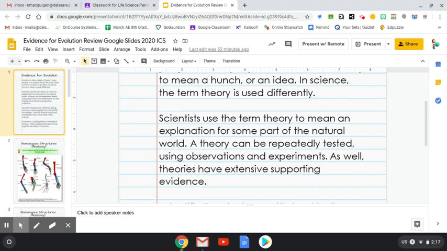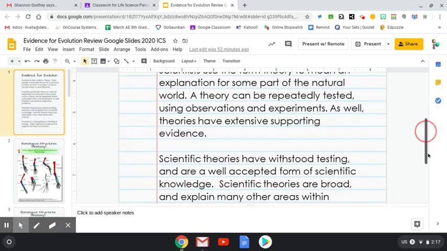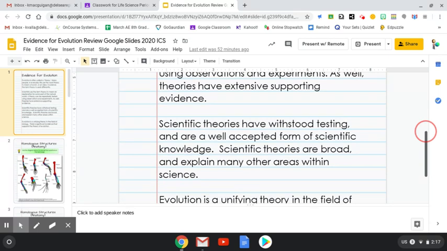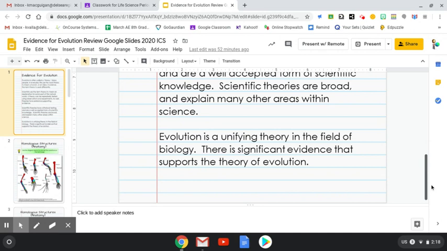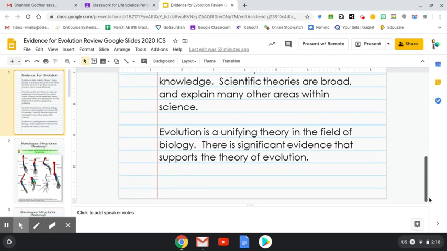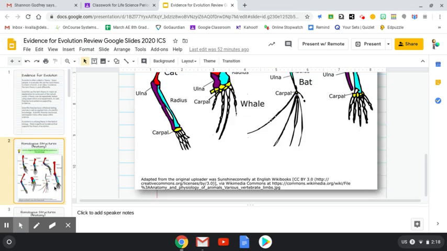A theory can be repeatedly tested using observations and experiments. As well, theories have extensive supporting evidence. Scientific theories have withstood testing and are a well accepted form of scientific knowledge. Scientific theories are broad and explain many other areas within science. Evolution is a unifying theory in the field of biology. There is significant evidence that supports the theory of evolution. So, with this being so, last week you went through the different pieces of evidence. This is going to summarize everything that we've been talking about over the past couple days.